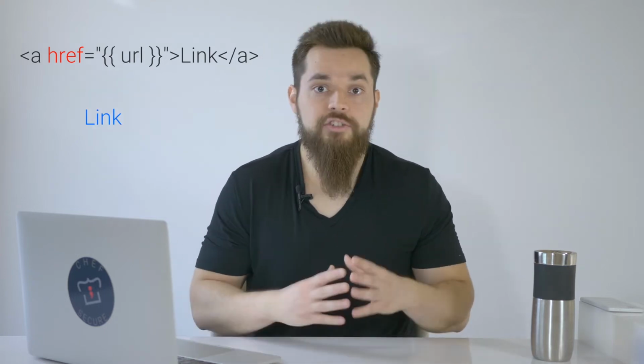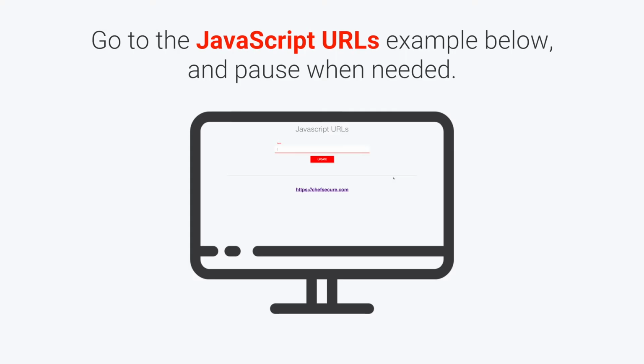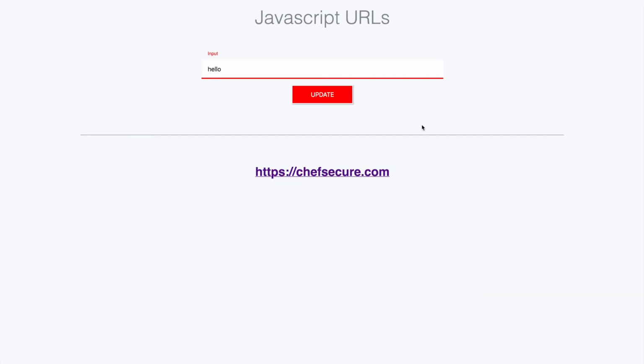Some attributes are specifically designed for URLs. Hrefs and anchor tags take in URLs to create links, and sources and iframes take in URLs to embed web pages. Go to the JavaScript URLs example for this recipe below. Type anything into the input box and click Update just so we can see what's going on. Right-click and inspect the updated element.